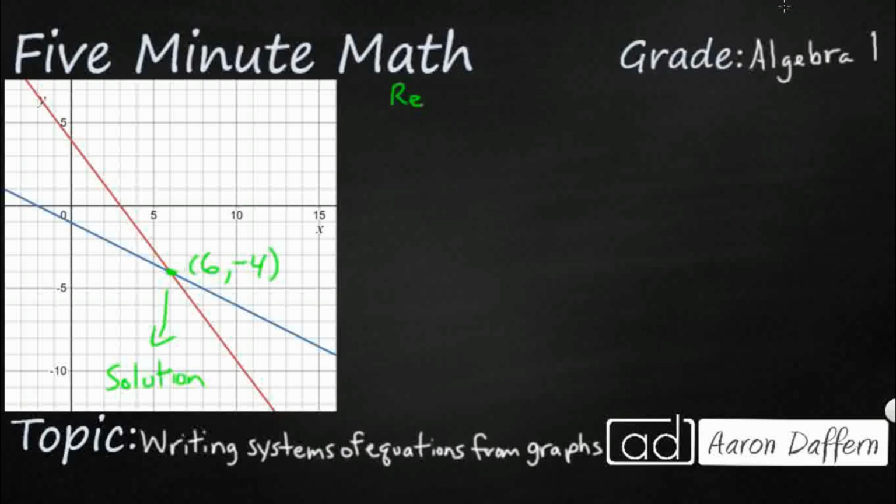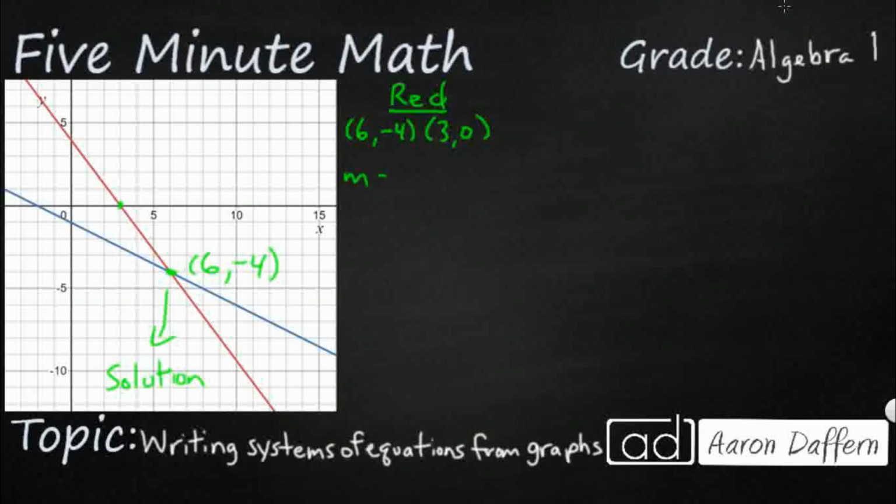So let's start with the red line. And we've got 1 point, right? Let's use that 6, -4. We can find another point. It looks like we've got an x-intercept right there. So the other point is going to be 3, 0. All right, so now we know what we need to do.